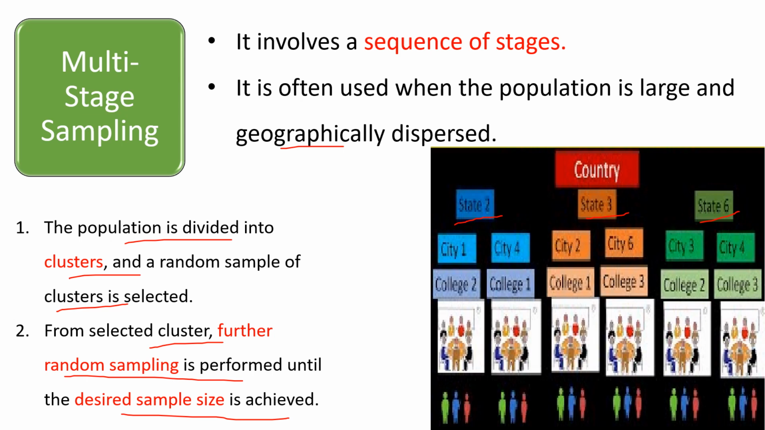Among those cities there are several colleges, so we randomly select colleges from each selected city. Maybe college 1 and college 2 are randomly selected from city 1 and city 4 respectively, and from city 2 college 1, from city 6 college 3, from city 3 college 2, and from city 4 college 3 are selected. Then from these colleges, we can either take a random sample or conduct a census to learn about the service quality of the colleges in the country.